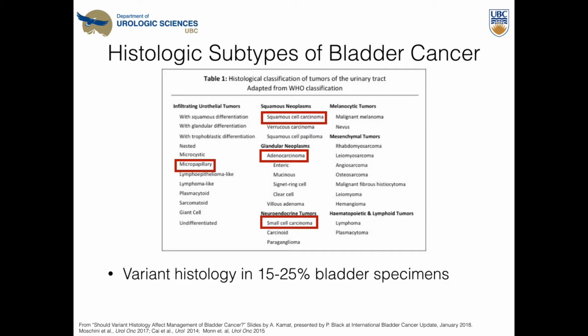For brevity's sake, you can see here there's a massive list, but I'm going to be focusing on micropapillary, squamous, adenocarcinoma, and small cell, and that's mostly because these are the four types for which I could find the most evidence and have some of the bigger clinical implications. So we'll start by talking about micropapillary.